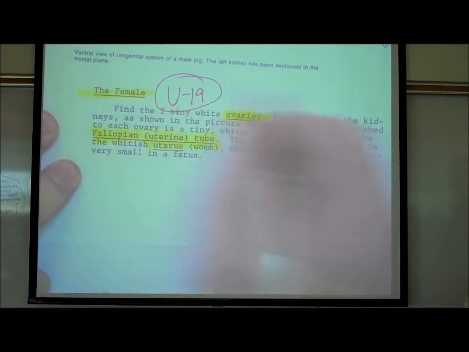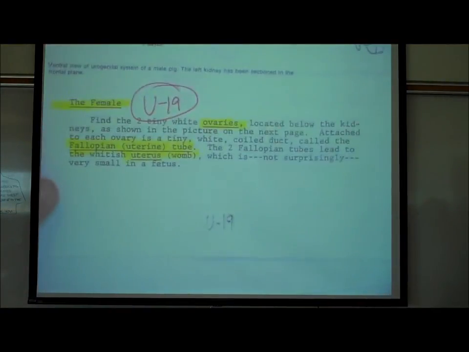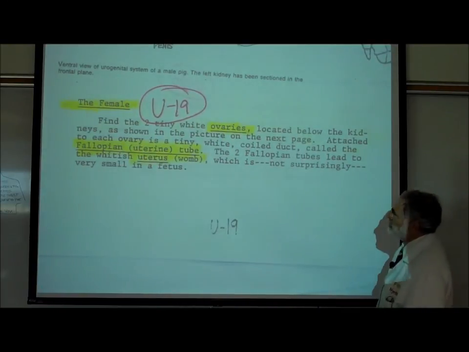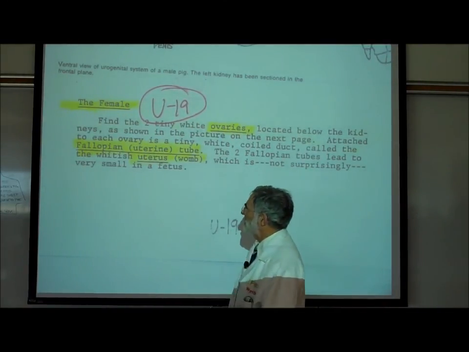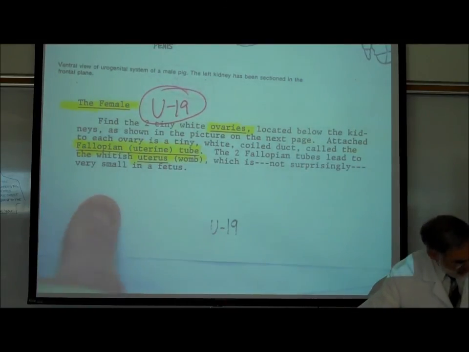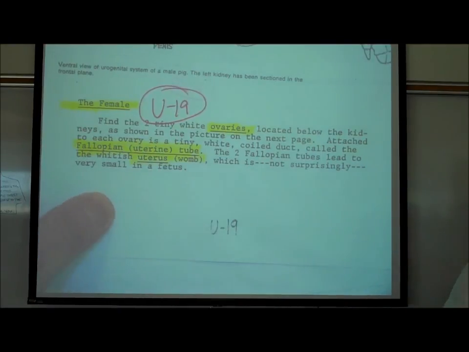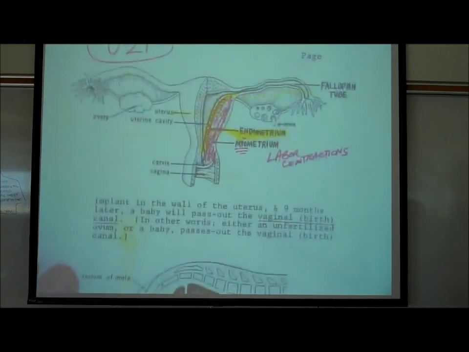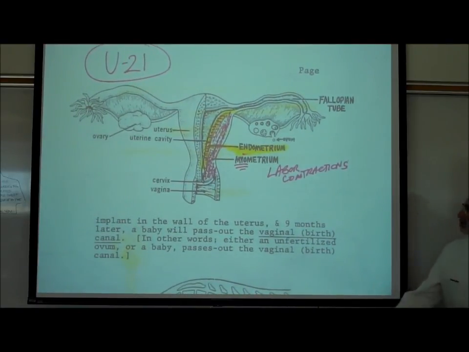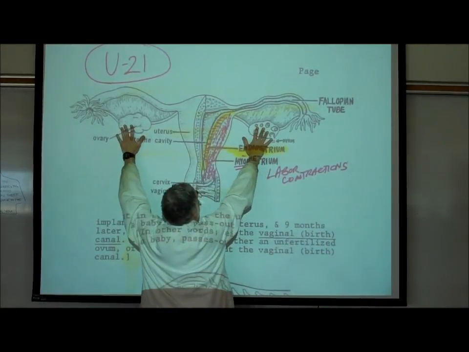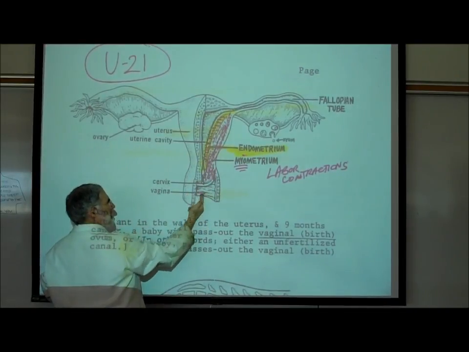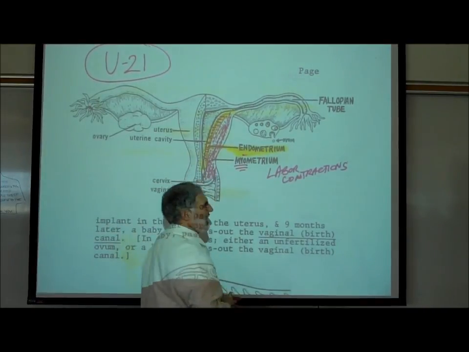what about the female? Now, the reproductive organs of a female are called the ovaries. And attached to the ovaries are these fallopian tubes, and the fallopian tubes are then attached to the uterus or womb. Well, to help you understand that, let's look at U21. So in U21 is a picture of a human female reproductive system. These are the ovaries right here. These are the fallopian tubes, and this is the uterus. And down here, this is the vaginal canal.